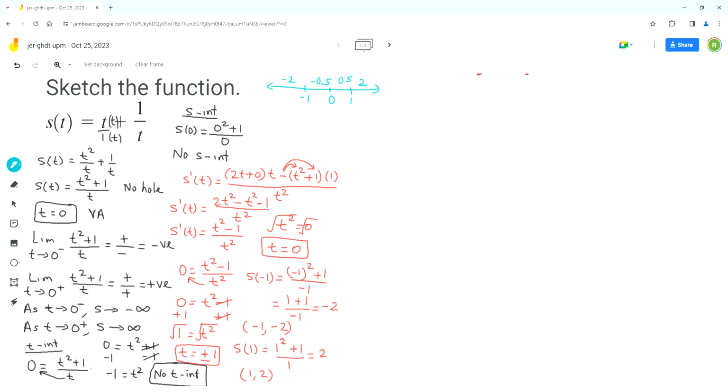So we have to plug in these test values into the derivative of the function. If the derivative is greater than 0, that means the function is increasing. And if it's less than 0, that means the function is decreasing. So we can use this equation.